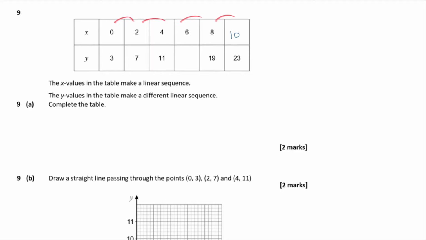And then the second sequence, the y sequence, that's going 3 to 7. That's plus 4, plus 4. So the next one is going to be 4 more than 11. That's going to be 15. And then plus 4, 19, plus 4, 23. And that seems to work. Okay, so we've done that part.